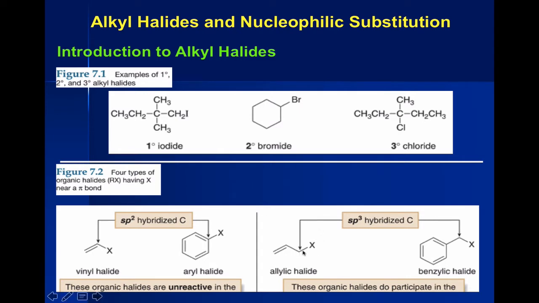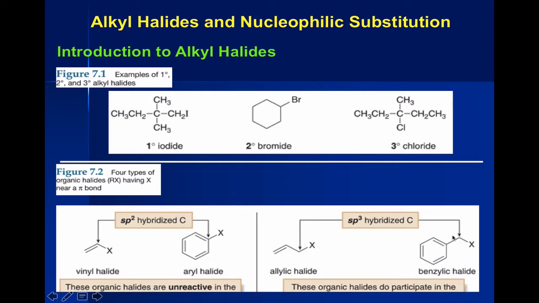We also have molecules where the halogen is attached to what's known as an allylic carbon. If you look at this particular carbon here that I've got my cursor on, that carbon is directly attached to an alkene, and so this is known as the allylic position. You need to know that. When we have a halogen attached to that allylic carbon, we call it an allylic halide.